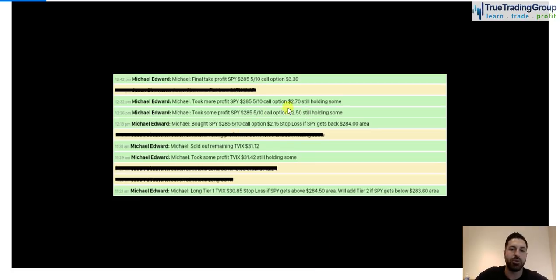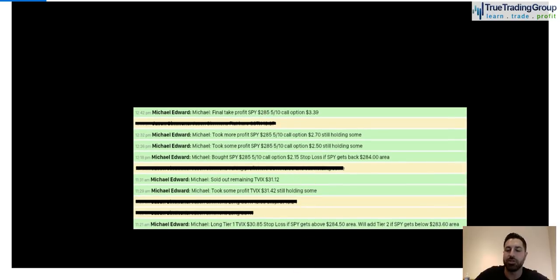and as we started to extend higher, I just started taking profits off the table. You can see I took 25% of the position off at 250, half the position at 270, and then I got flat at $3.39 on those options from the 215 entry. It was a sick trade.